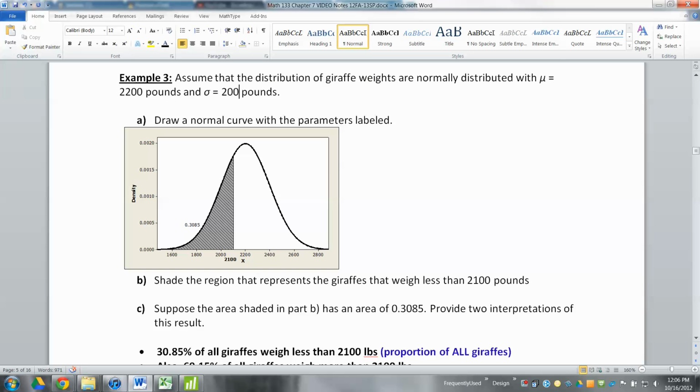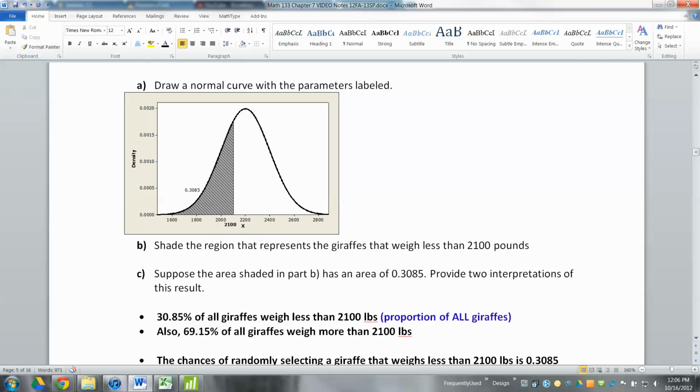So we're supposed to draw a normal curve, which I did, with the parameters labeled. So you can see the tick marks here. 2,200 is the mean. 2,400 is 200 away from that. So you add on 200, you get the next tick mark. That's where the standard deviation is. Then 2,600, and then 2,800, and so on. And then go backwards as well. All right, so then you've got your normal curve.